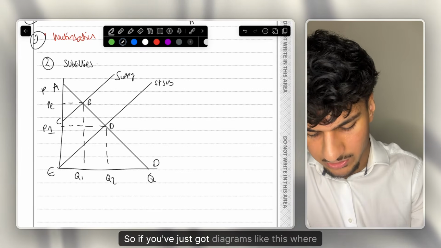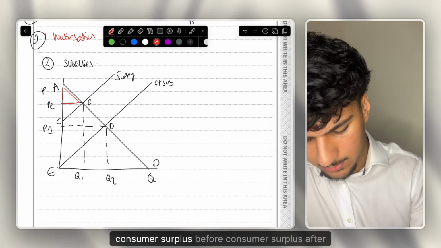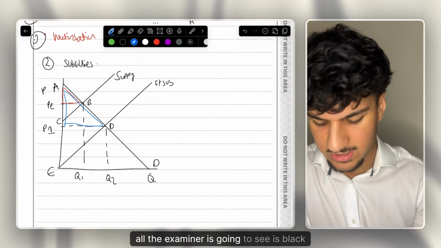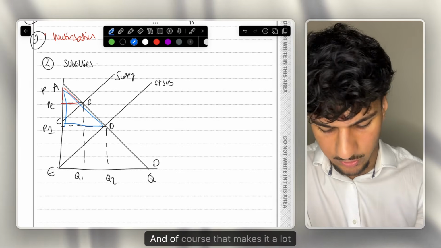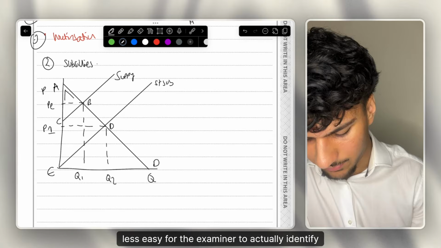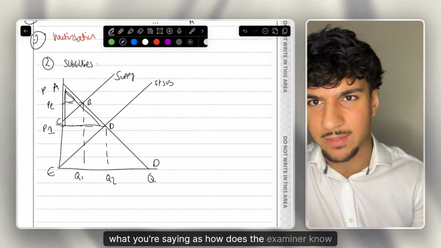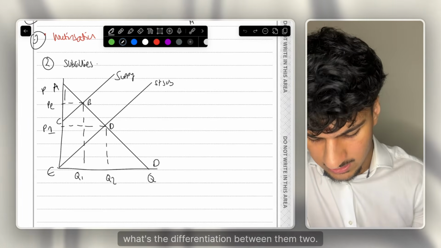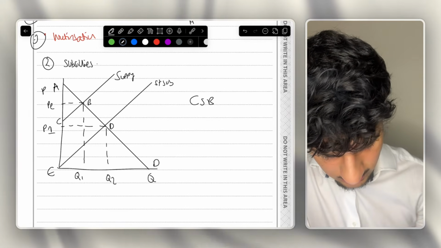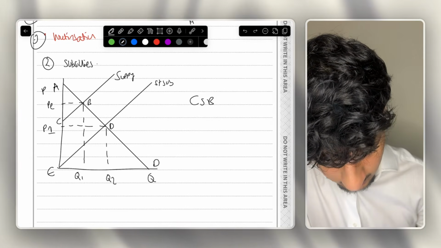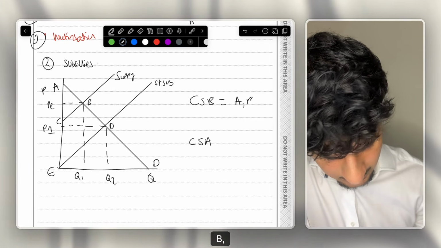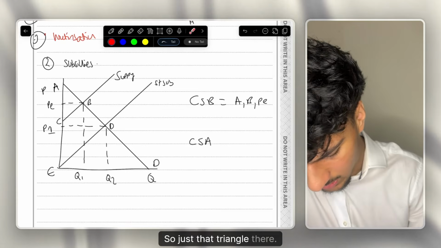So if you've just got diagrams like this, where consumer surplus before, consumer surplus after, all the examiner is going to see is black diagrams. And of course that makes it a lot less easy for the examiner to identify what you're saying. How does the examiner know the differentiation between the two? So the way I would do it is consumer surplus before, and then consumer surplus after. So what is consumer surplus before? It's of course A, B, P, E, so just that triangle there.